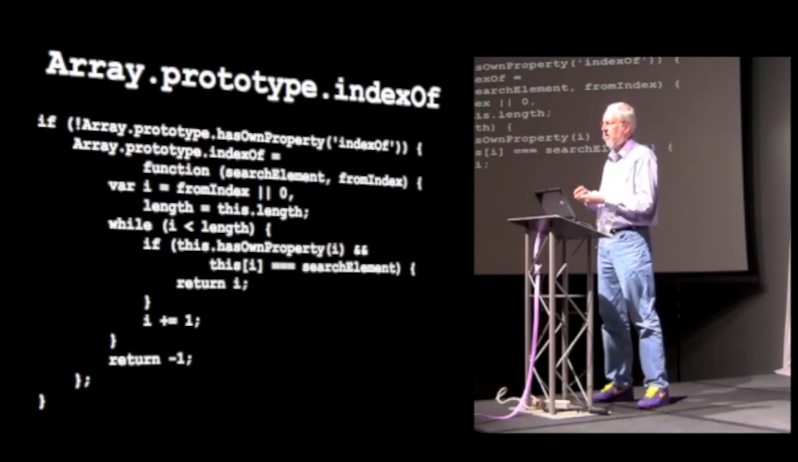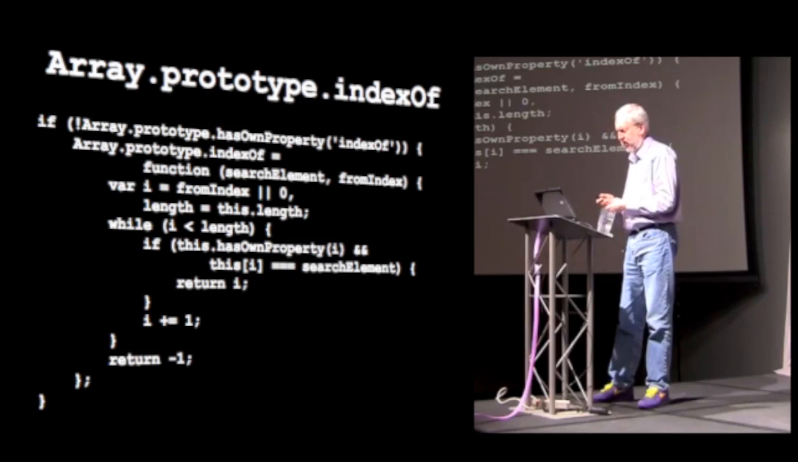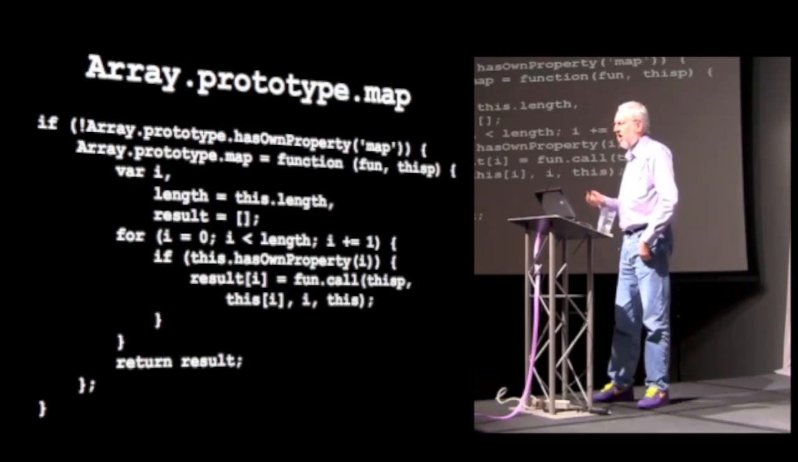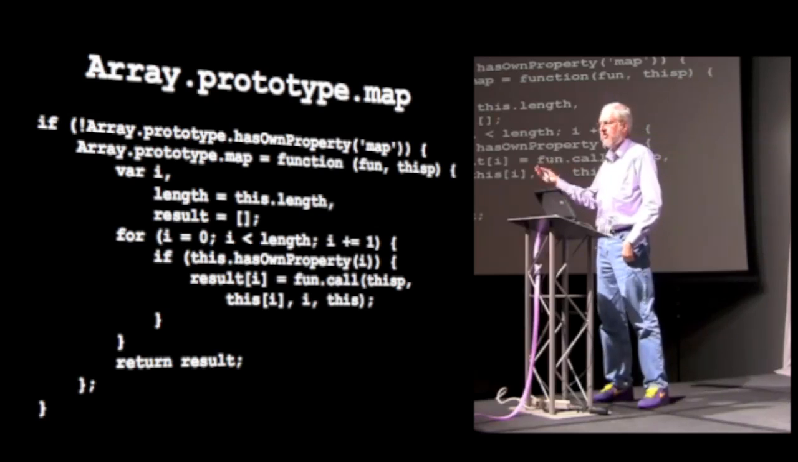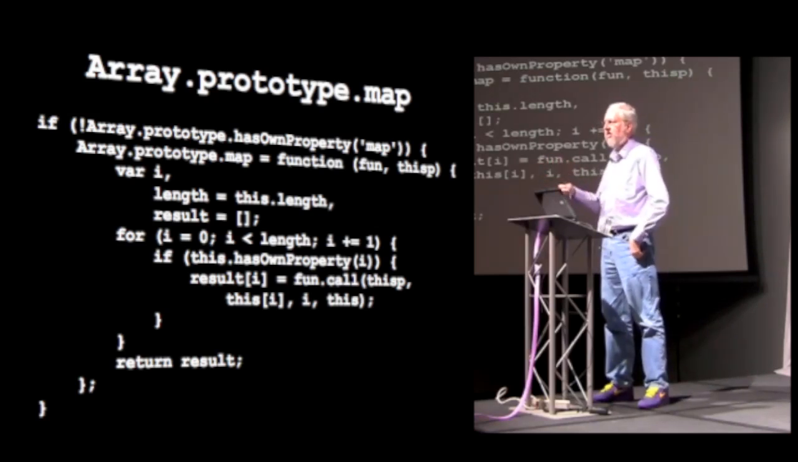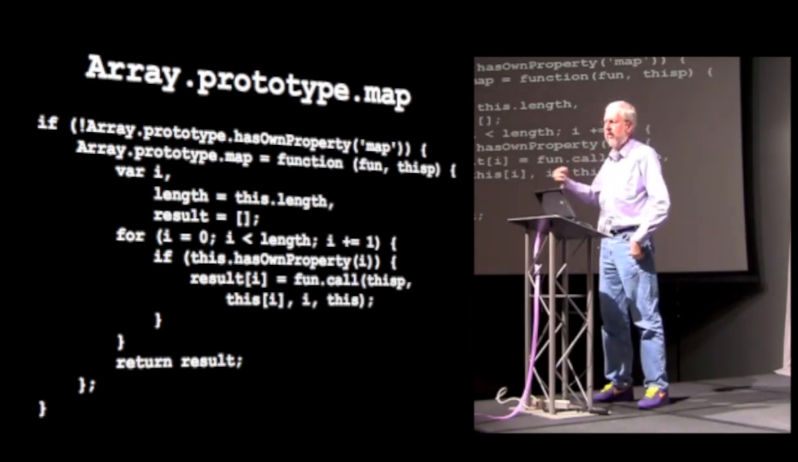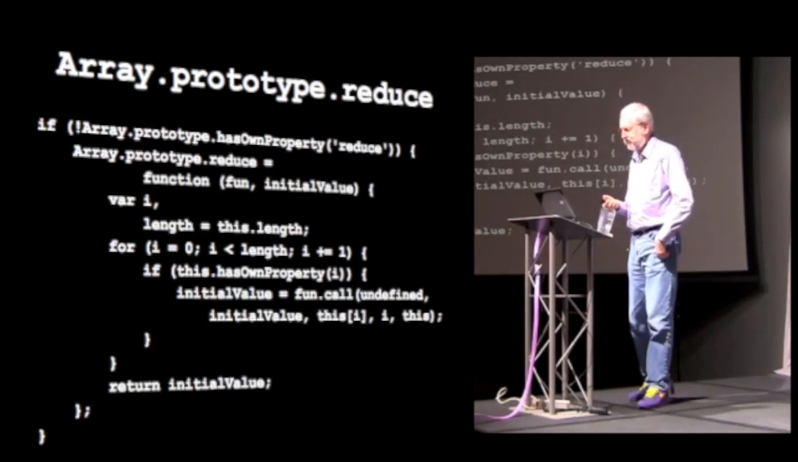indexOf is like string indexOf, in that you can find an element within an array based on its value. lastIndexOf does it from the other direction. Map is a useful function. It's like forEach, except for each of the values that came back, it puts them into an array for you. So that's a nice way of doing transformations on the elements of an array.